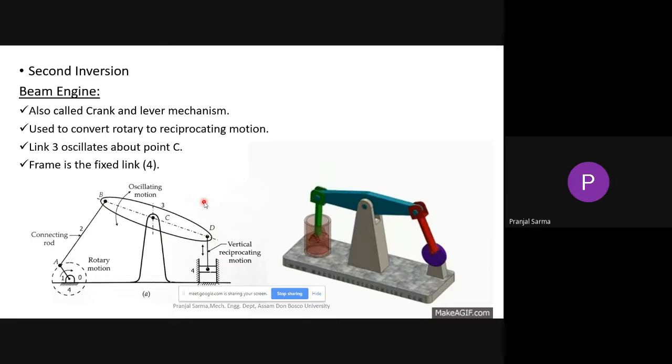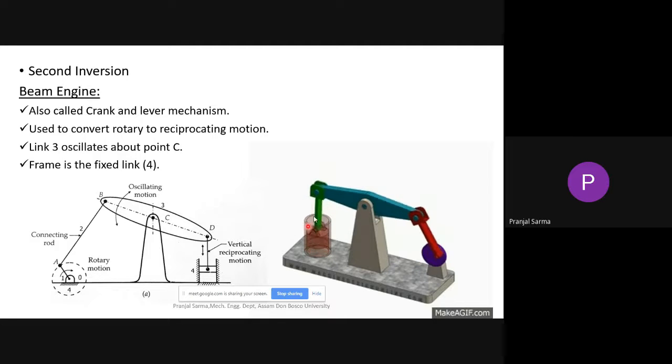So this whole thing is link 3, and this is link 4 we have here. At the end of this particular link we have this particular portion attached, and what happens now is the continuous rotary motion which is there in this particular crane has been converted to this side, up and down, the vertical reciprocating motion.